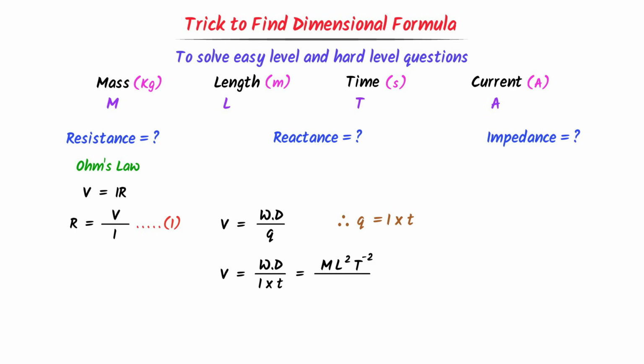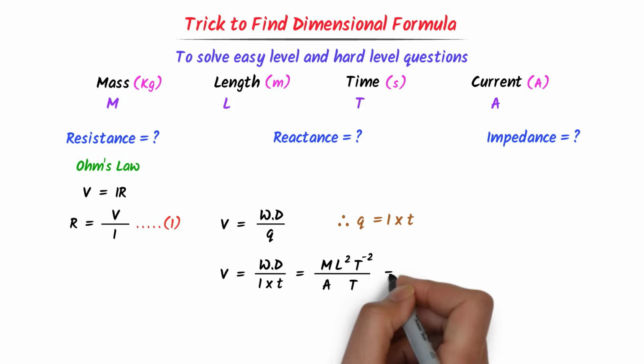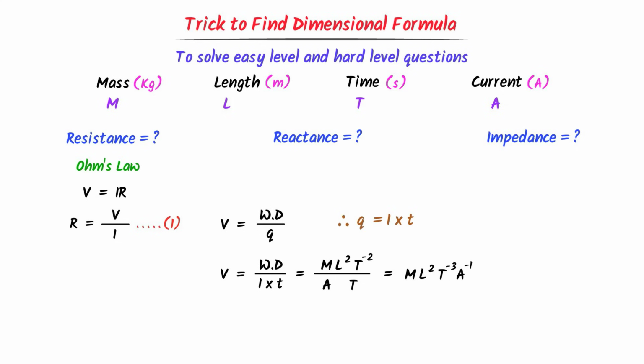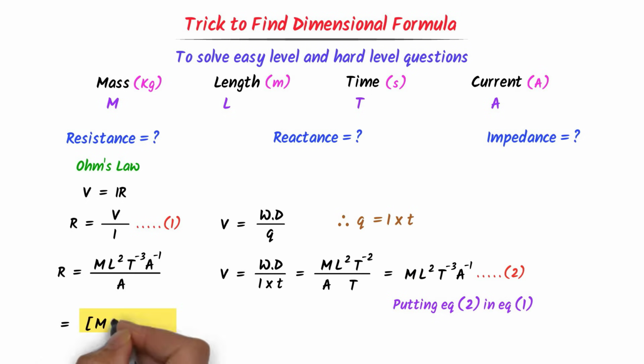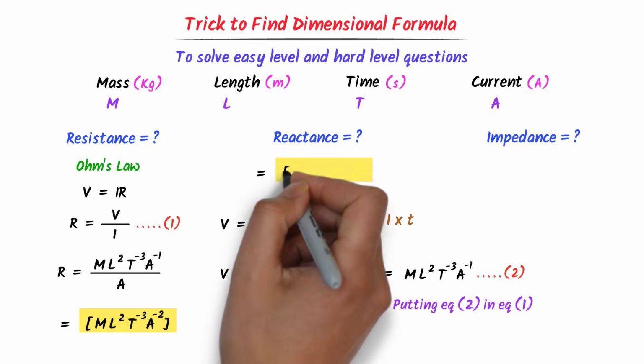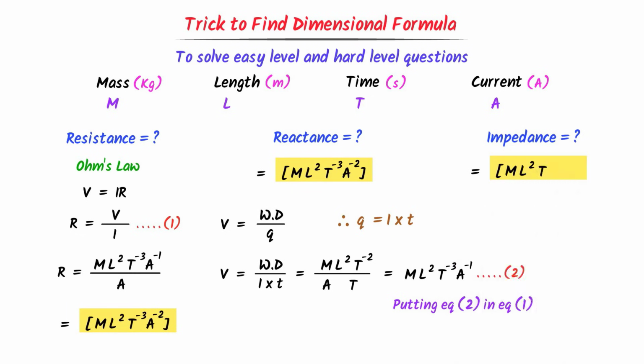The dimensional symbol of current I is A and that of time is T. I shift AT from the denominator to the numerator. I get M L^2 T^-3 A^-1. Hence the dimensional formula of voltage is M L^2 T^-3 A^-1. Let this be equation number 2. Now I plug in equation number 2 into equation number 1. R is equal to the dimensional formula of voltage, M L^2 T^-3 A^-1, upon the dimensional symbol of current, which is A. I get M L^2 T^-3 A^-2. Hence the dimensional formula of resistance, reactance and impedance is M L^2 T^-3 A^-2.